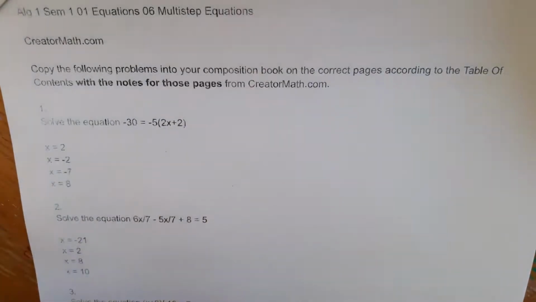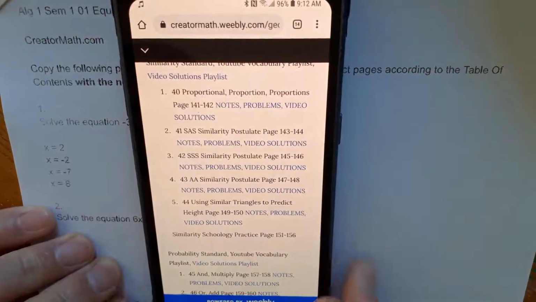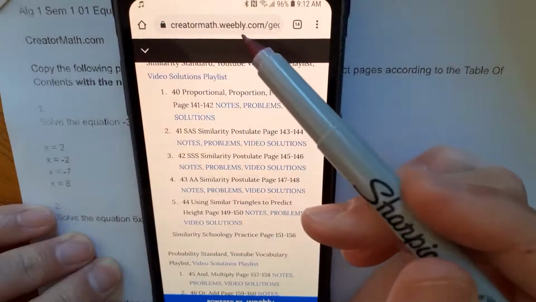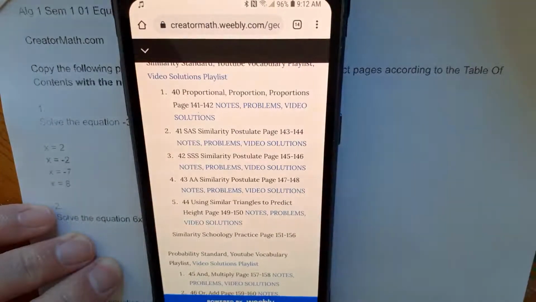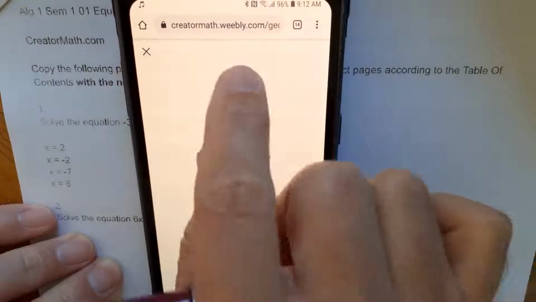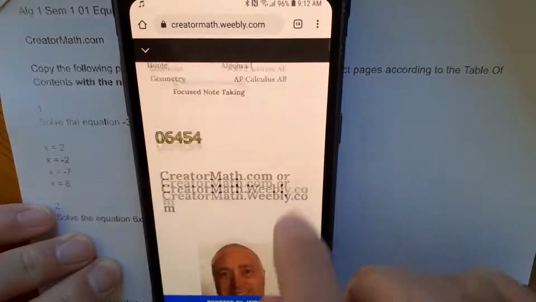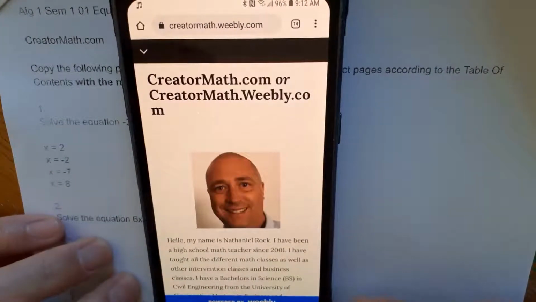So the notes can be a little bit hard to find. I'll try to show you how to find that right now if I can. See how my connection's going. Here's the website name. It's creatormath.weebly.com. Type that into Google. You should come to this homepage. It looks like this. You're in the right place if that's what you see.